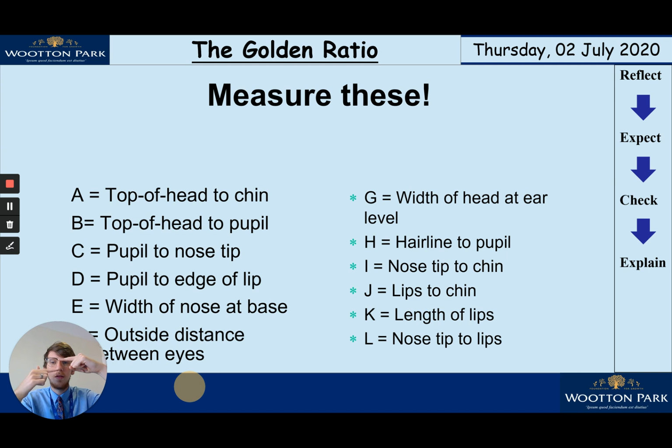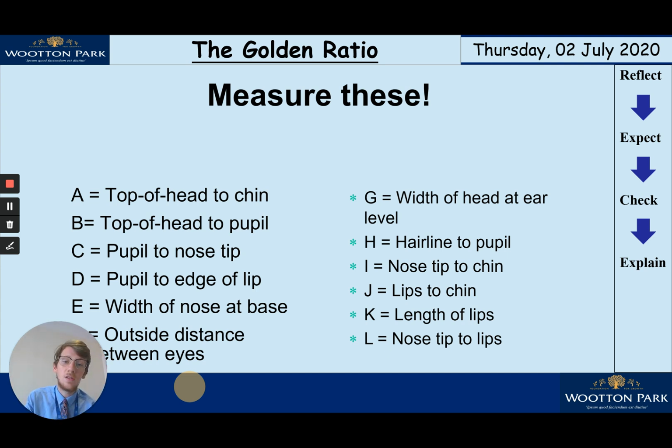E is the width of the nose at your base, so the width of your nose. F is the outside distance between your eyes. G is the width of your head at ear level. H is your hairline to your pupil, so I'll move my lockdown haircut out of the way. Your hairline to your pupil.